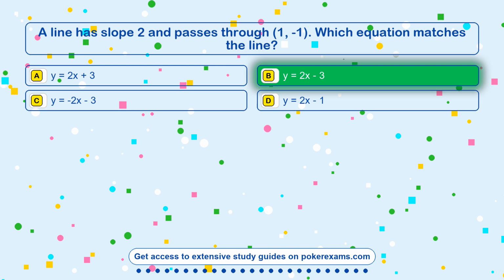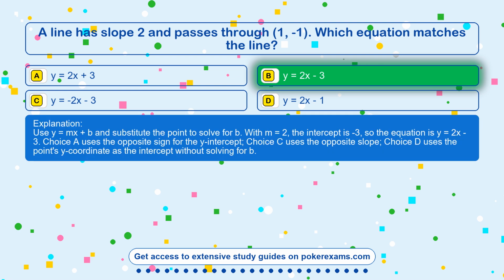The correct answer is option B, y equals 2x minus 3. Use y equals mx plus b and substitute the point to solve for b. With m equals 2, the intercept is minus 3, so the equation is y equals 2x minus 3. Choice A uses the opposite sign for the y-intercept. Choice C uses the opposite slope. Choice D uses the point's y-coordinate as the intercept without solving for b.